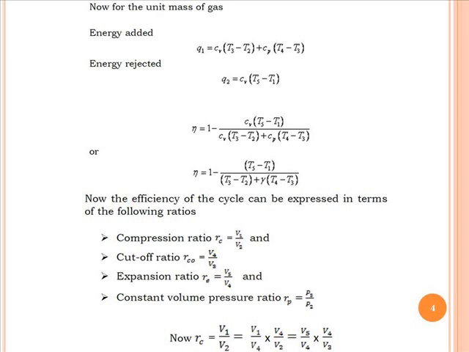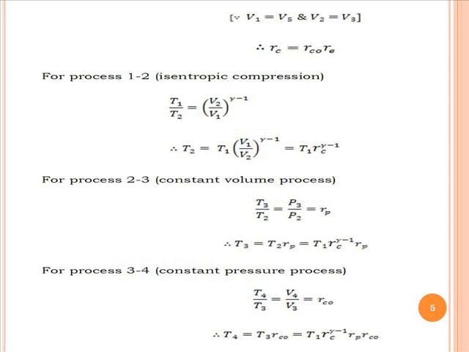Now we know that V5 equals V1, since it is a constant volume expansion process. So V1 is replaced by V5, giving V5 by V4 into V4 by V2. And so compression ratio Rc equals cutoff ratio Rco into expansion ratio Re. So here you can see Rc, that is compression ratio, is a multiplication of cutoff ratio and expansion ratio.